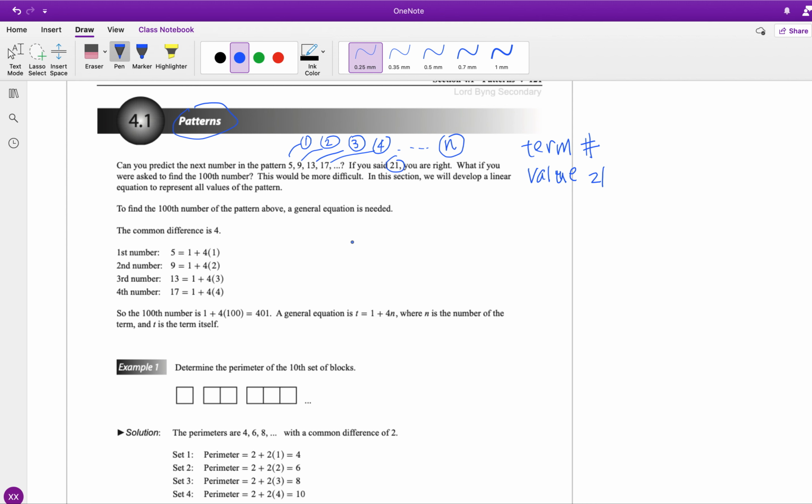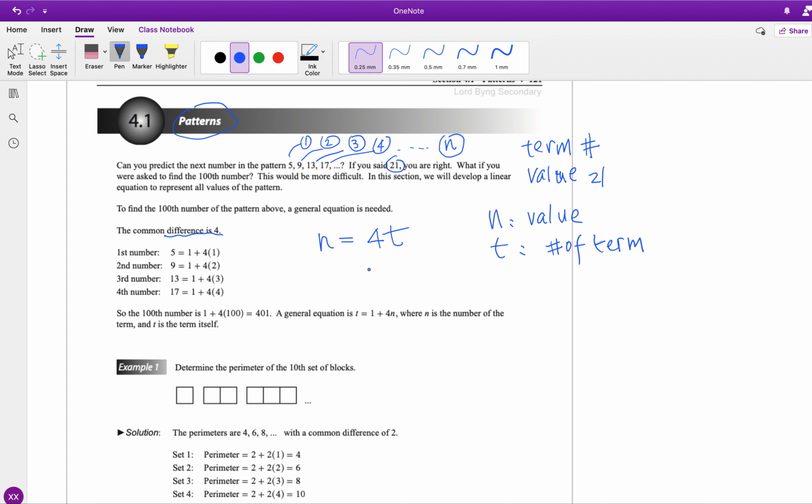All right, so now we say the common difference is 4. The common difference is 4. So therefore, the value of the term will always increase by 4: 4 multiplied by t. T means term. So let's say n means the value of a certain term. Now what is t? T means the term number. So when the term goes up, the value changes by 4.